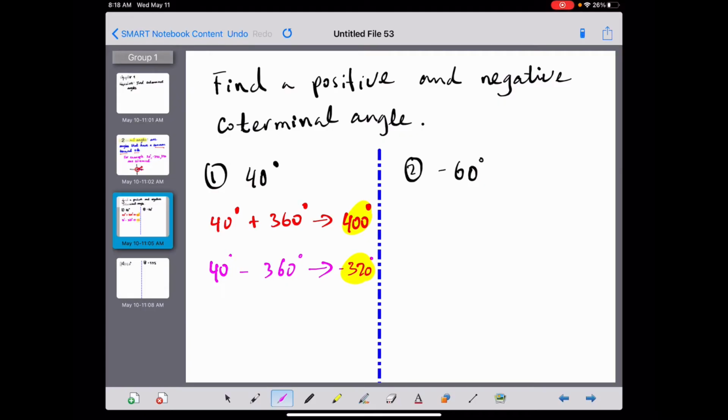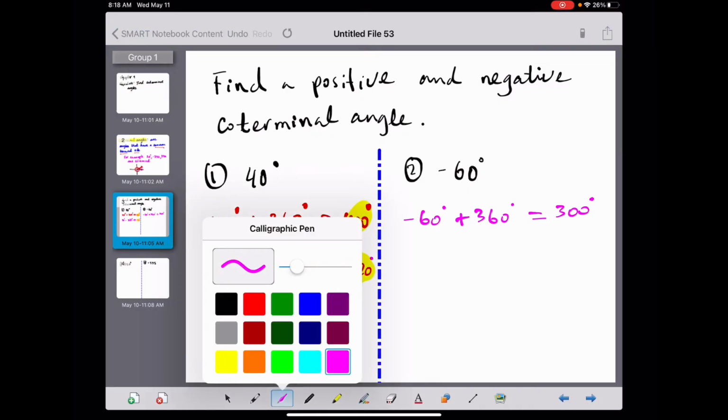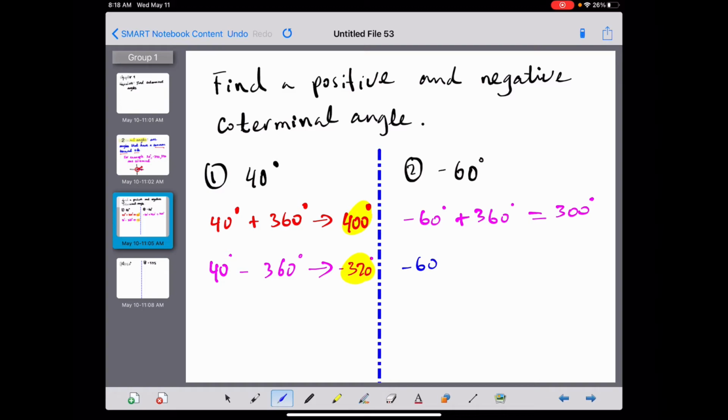In example number 2, we have negative 60 degrees. To find the positive, I add 360 degrees. That's going to give me 300 degrees. So that's the positive answer. And then for the negative, it's going to be negative 60 degrees minus 360 degrees. This right here is going to give me negative 420 degrees. Okay? So this is the positive and this is the negative.